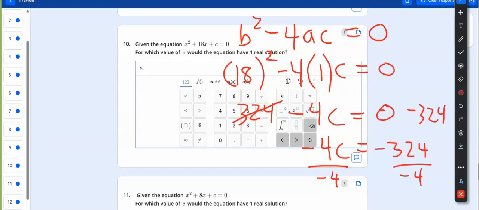Now, there is another way. Well, I don't think I want to do that. That is the best way to do that. The discriminant has to be 0. And so I just have to plug in my A and my B into my discriminant formula and solve for C. Do you want me to make another one up like that?